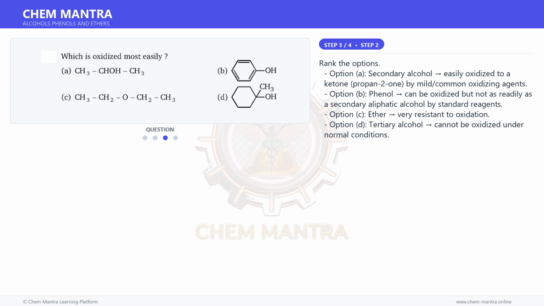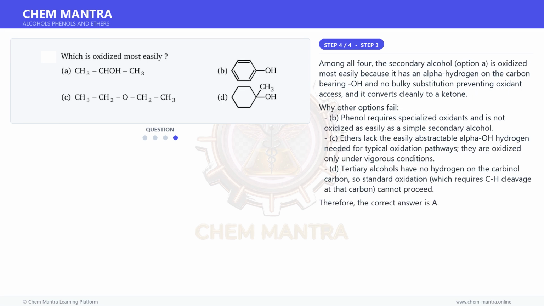Rank the options. Option A. Secondary alcohol, easily oxidized to a ketone, propan-2-one, by mild common oxidizing agents. Option B. Phenol can be oxidized, but not as readily as a secondary aliphatic alcohol by standard reagents. Option C. Ether, very resistant to oxidation. Option D. Tertiary alcohol cannot be oxidized under normal conditions.